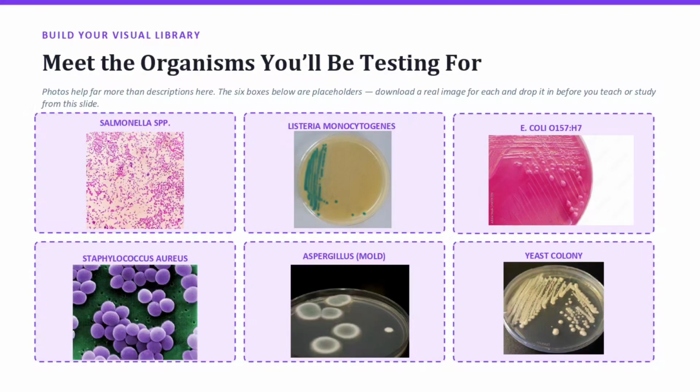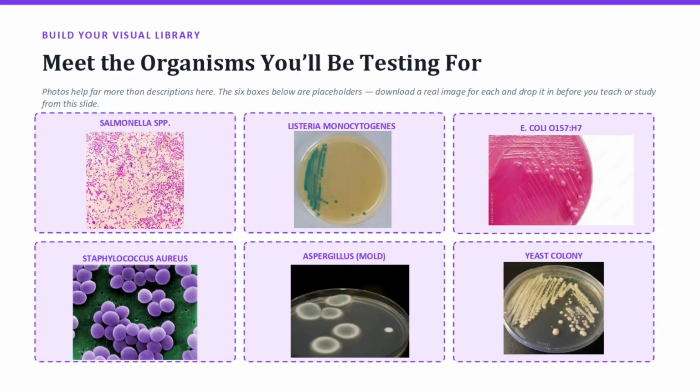Now Staphylococcus aureus. Notice the grape-like clusters that give this organism its name, or the gold coloring if the photo shows a colony on mannitol salt agar. Now Aspergillus, a mold. Notice the green or black fuzzy texture. Once you have seen that texture, you will never mistake it for anything else again.